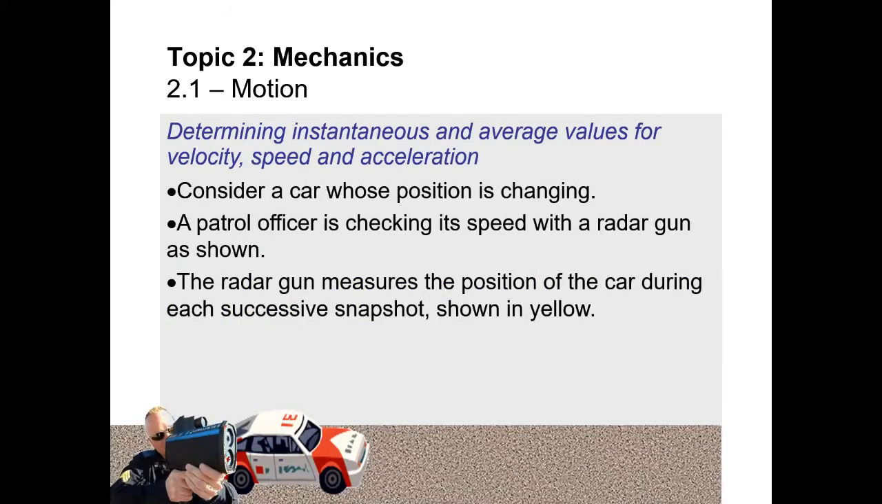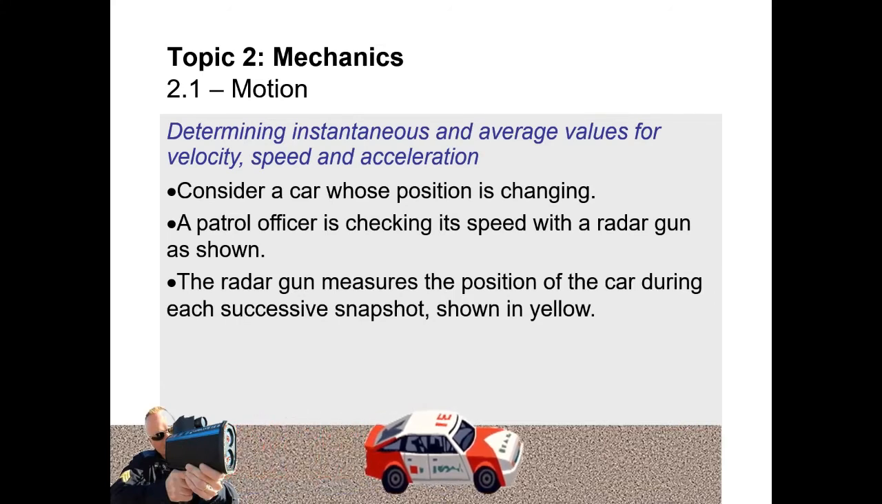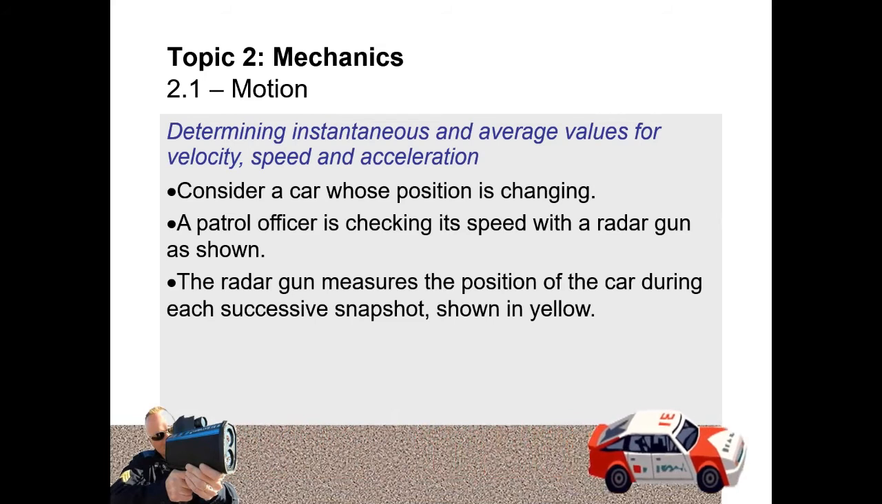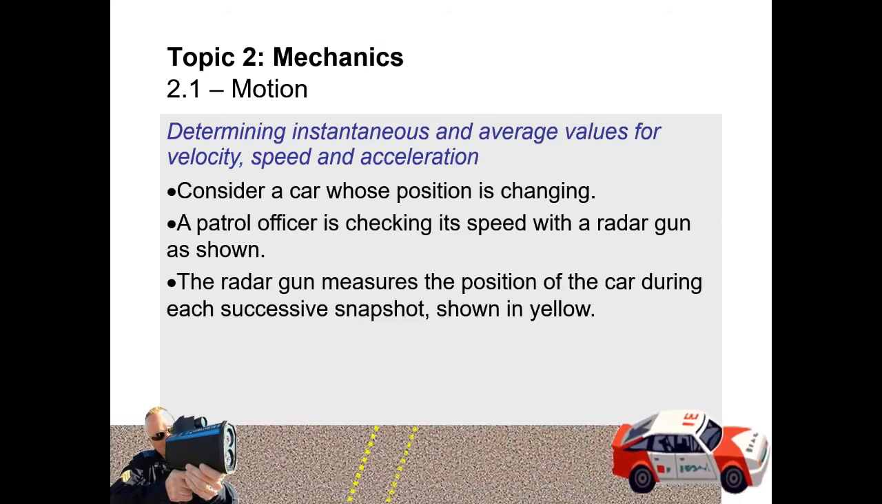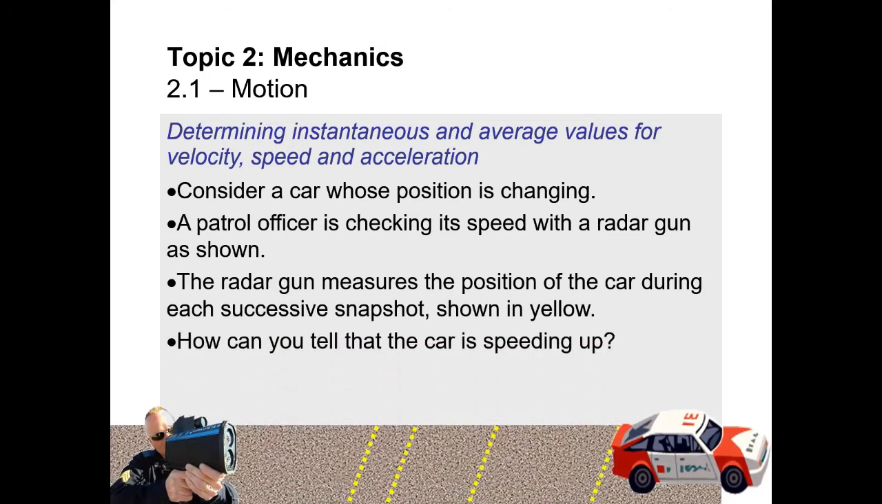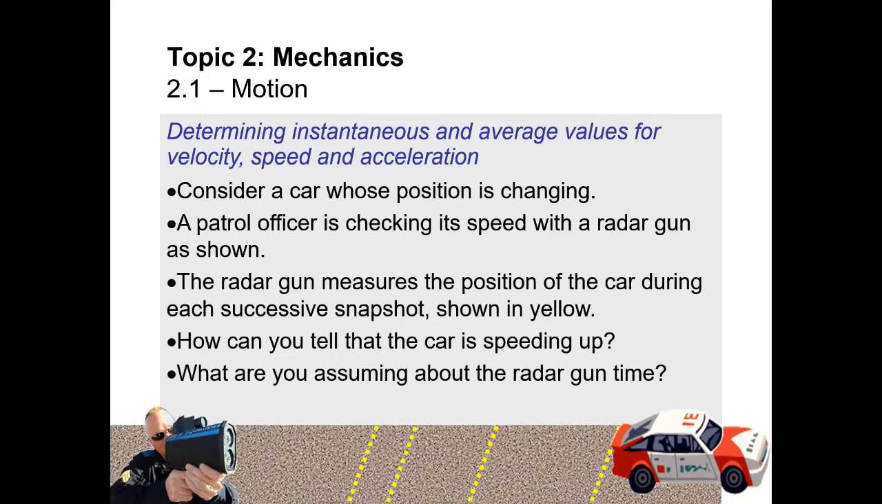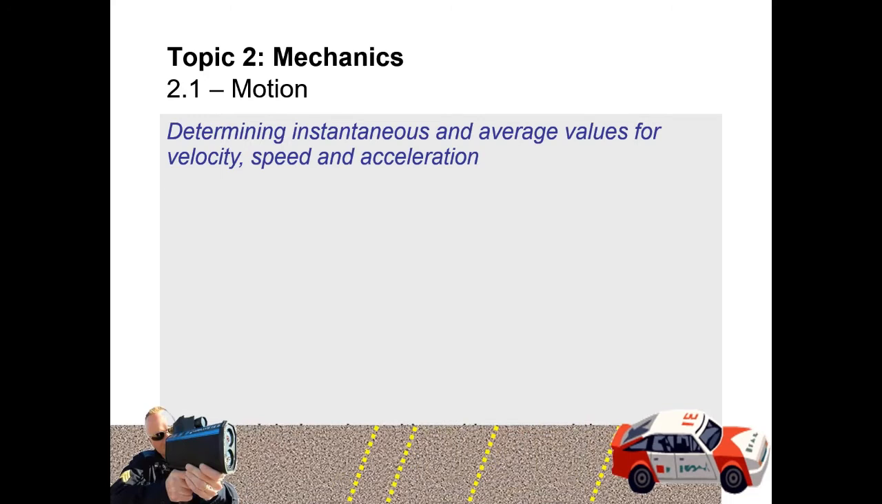Consider a car whose position is changing. A patrol officer is checking its speed with a radar gun, as shown. The radar gun measures the position of the car during each successive snapshot shown in yellow. How can you tell that the car is speeding up? What are you assuming about the radar gun time?